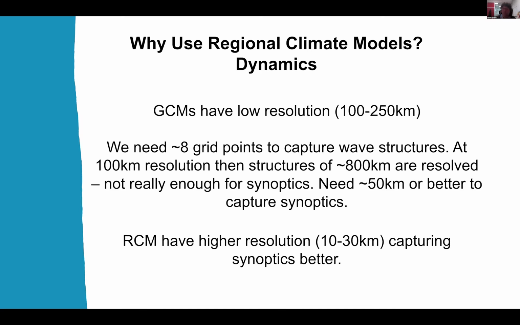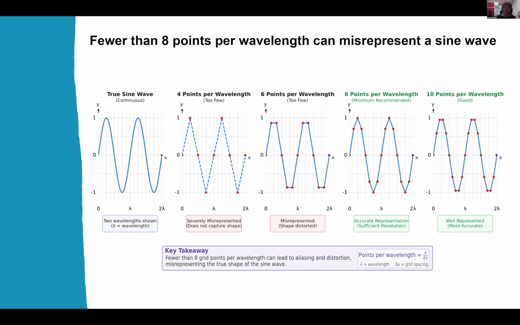Typically these days you might be talking about 10 to 30 kilometers for continental scale regional models. And clearly with our 8 grid points, we're easily fine with the regional models at those kinds of resolutions. This is true for high resolution global models as well, right? Once they get down to small enough resolutions, they're capturing the synoptics better than the low resolution global models are able to do. And here's a schematic to think about that.